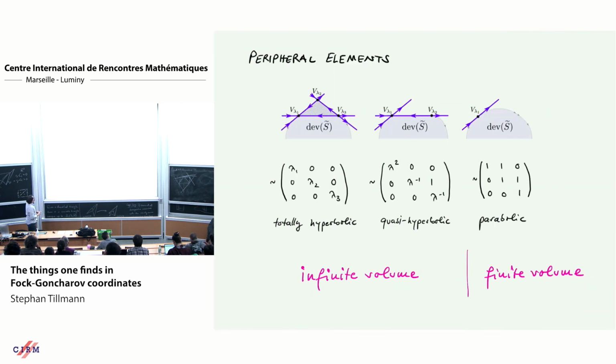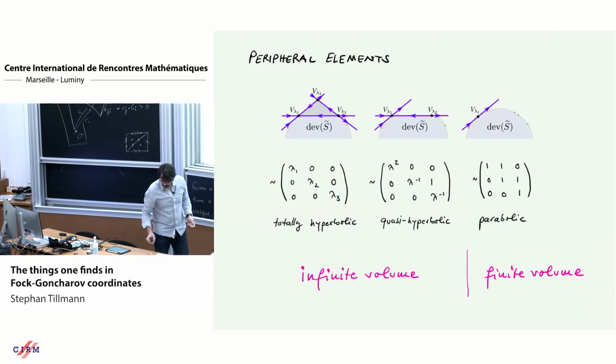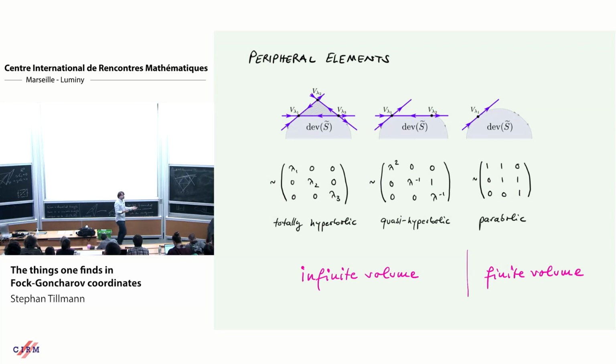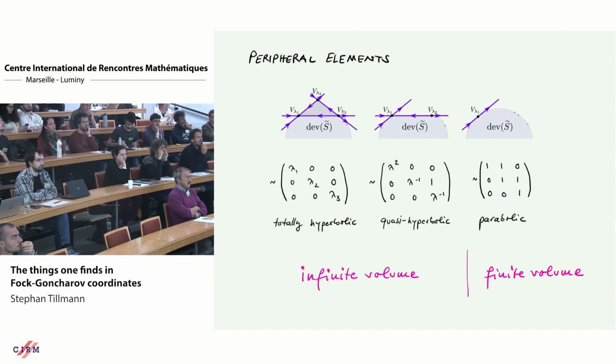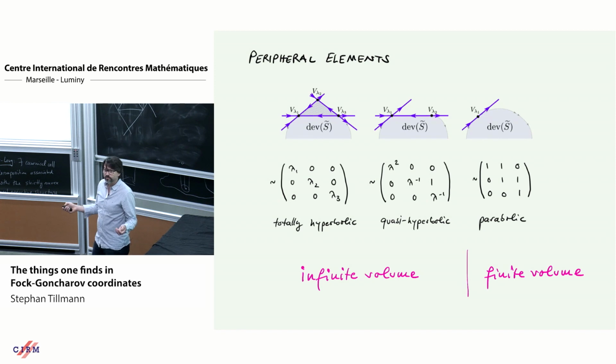The peripheral elements, the way they act is really determined by the Jordan normal form, if you wish. Yeah? So you have these elements here, and you could have a peripheral element go to what's called a totally hyperbolic element. So it's diagonalizable with 3 positive diagonal entries.